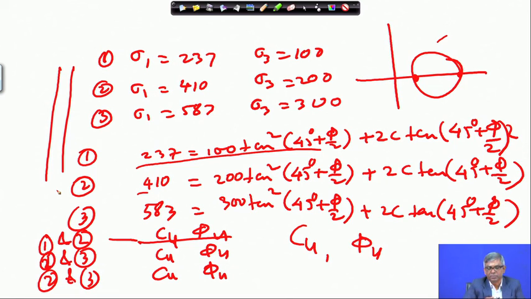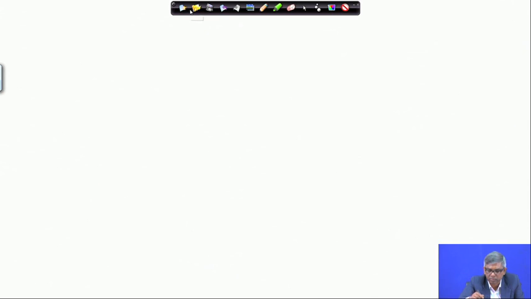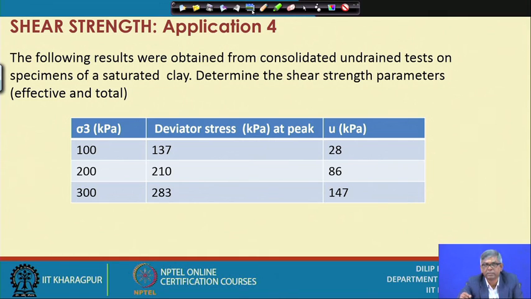Sometimes many people feel this is convenient, so it is up to them to use it. Like that, I have shown 4 applications already in shear strength. I will take some more topics also in shear strength, and if I feel some more applications are required, I will show them with different types of test conditions, how to utilize the test results to find the values. So, with this I will just stop here.